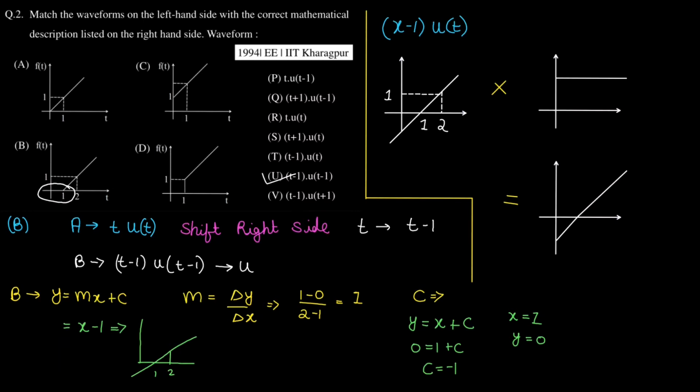That means we have to shift this u of t a little bit further, that is to t minus 1, and in that case this part will be removed. That should bring us our answer for B, and the waveform is x minus 1 into u of t minus 1.